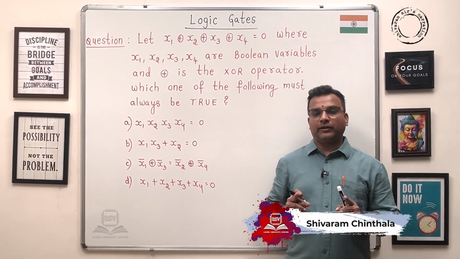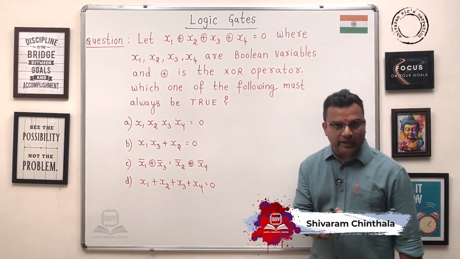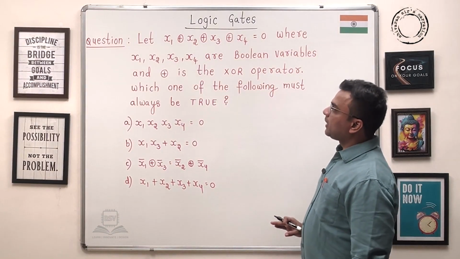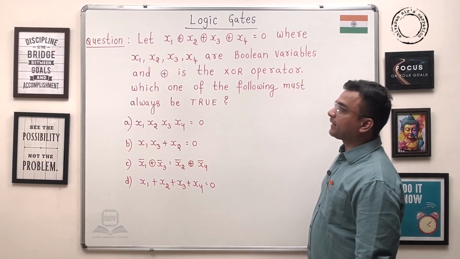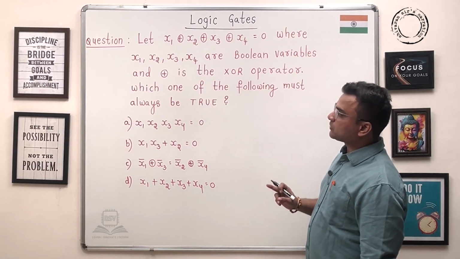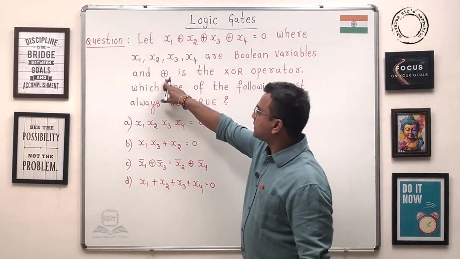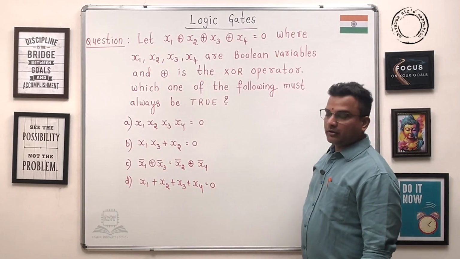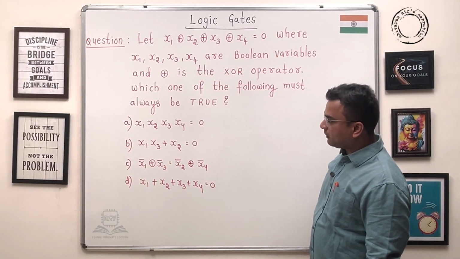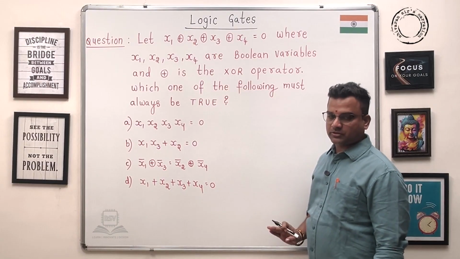Let's have a good numerical on XOR operations. Without any delay, let's start the question. Let x1 bar, x2 bar, x3 bar, x4 bar... x1 XOR x2 XOR x3 XOR x4 is equal to 0, where x1, x2, x3, x4 are Boolean variables, and this is the XOR operator. Which one of the following must always be true? Guys, these are the options.